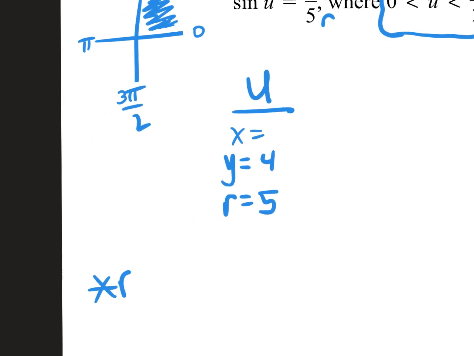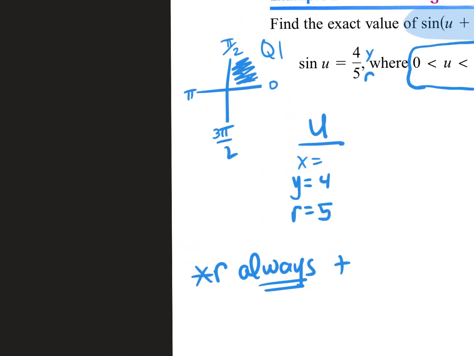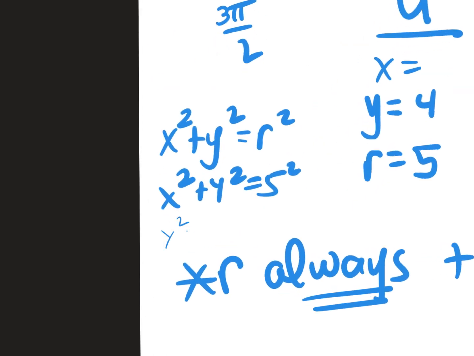What do we need to remember about r? It's always positive, no matter where it is, because it's your hypotenuse. It's always positive. So how do we find that x value? Well, we're going to say x squared plus y squared equals r squared. So x squared plus 4 squared equals 5 squared, right? So x squared equals, what's 4 squared? 16. So 25 minus 16 is what? 9. So what does x equal? 3? Okay. I skipped a step. I didn't show you that I subtracted. So I have 3 here.